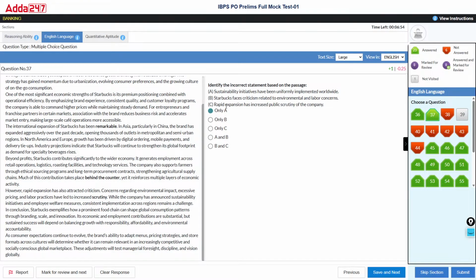Okay. A rapid expansion has increased scrutiny for the second, and rapid expansion has increased public scrutiny. Rapid expansion has attracted criticism. I mean, I'm getting it. These two are very interconnected, but this is related to not criticism, but they have faced public scrutiny.